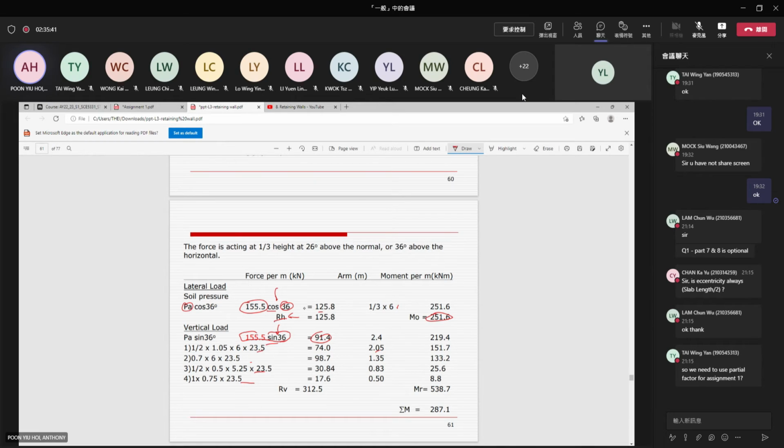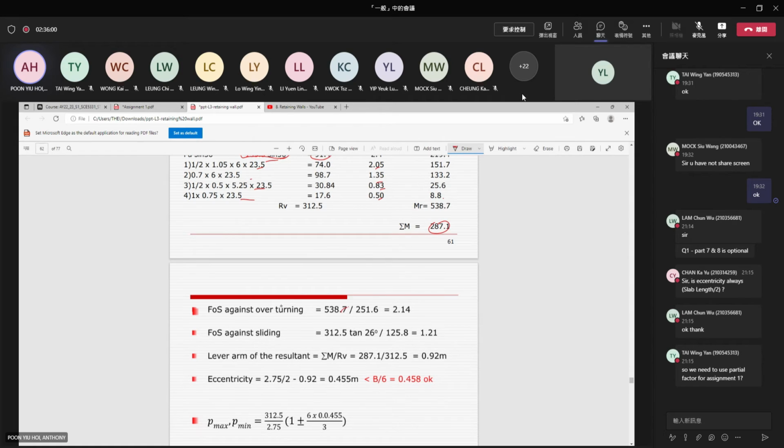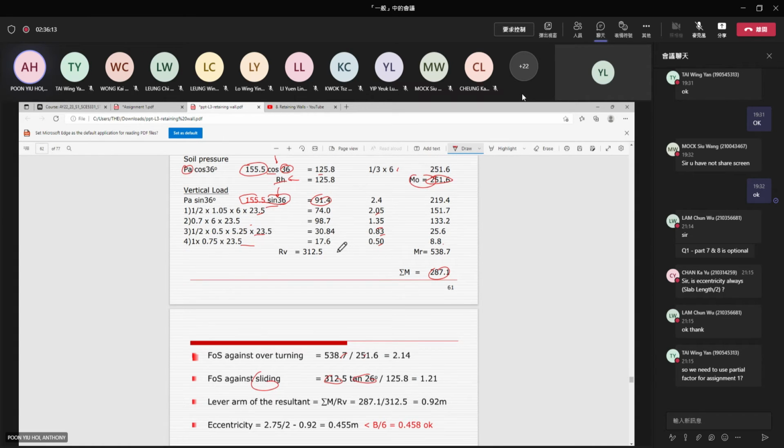And this is the weight of the concrete, which is quite straightforward. And then this is the moment arm of the concrete, and this will give you the resisting moment. So the rest is the same. The factor of safety is equal to the resisting moment divided by the overturning moment. And for sliding, it is the vertical force times the friction divided by the horizontal force. Right, not bad. Then just substitute the numbers in.